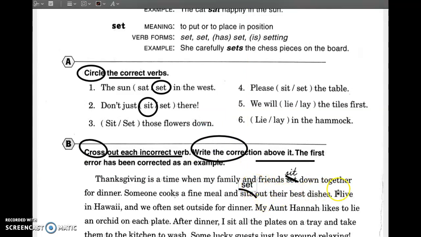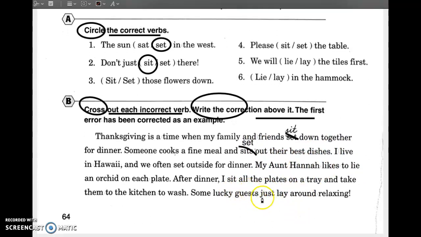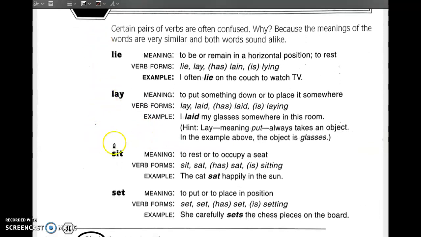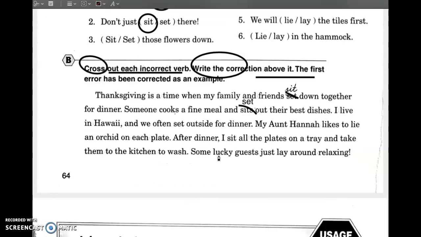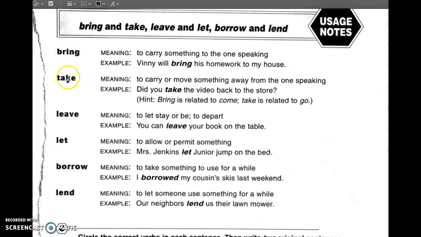Okay? You continue going down through here. Find the incorrect verbs, cross them out, and write the correct form above it. Remember to take a look at both of these variations, both lie and lay, and sit and set. On page 2, our words are bring and take, leave and let, and borrow and lend.